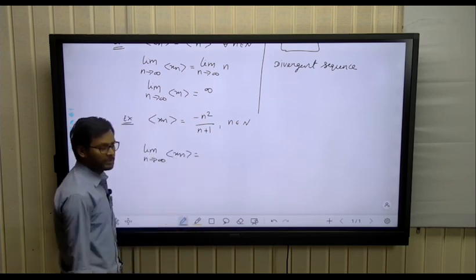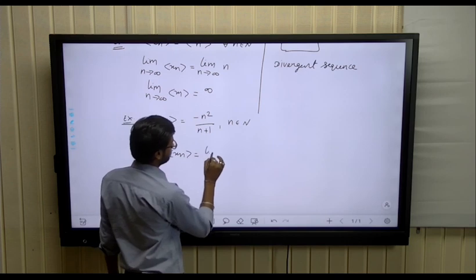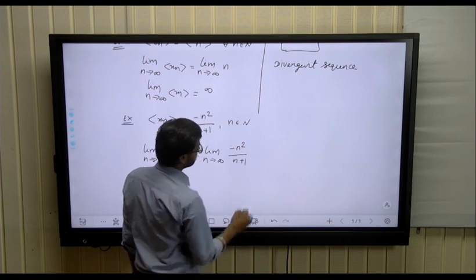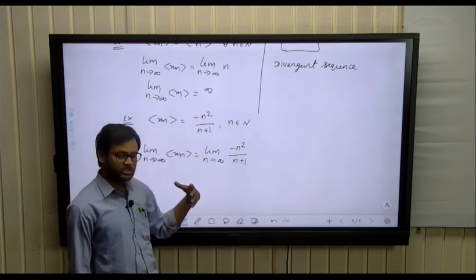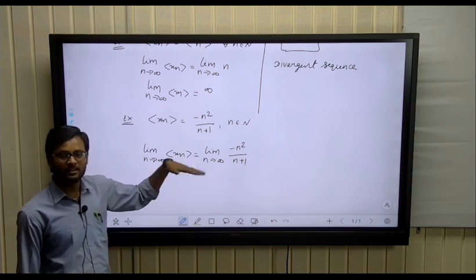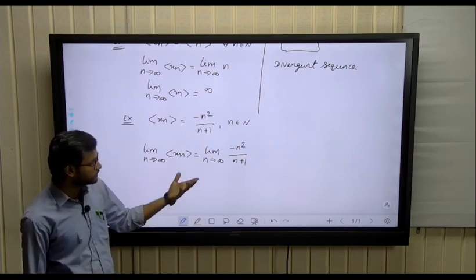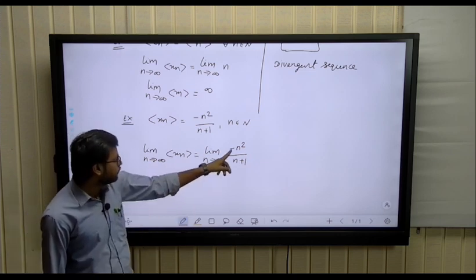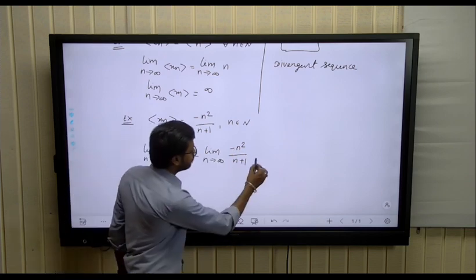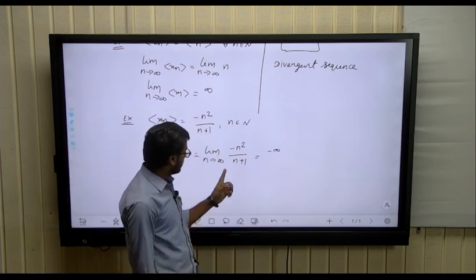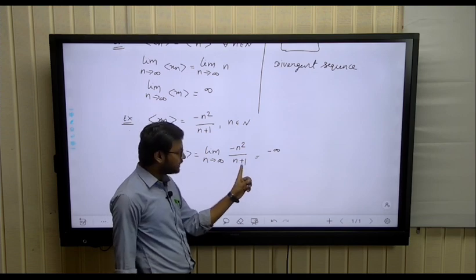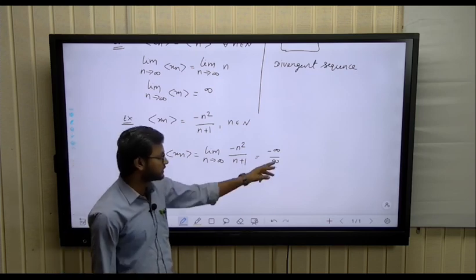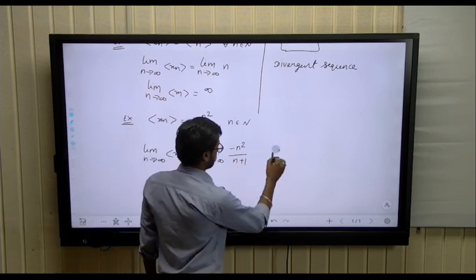Here we take the limit as n tends to infinity on both sides of minus n square upon n plus 1. Okay. Now, we check whether the given term is of determined or undetermined form. If you put the value of n as infinity, you get minus infinity in the numerator, and infinity plus 1 is infinity in the denominator. So, basically you get an undetermined form. So, it is necessary to solve it. Okay. Now, we solve it.